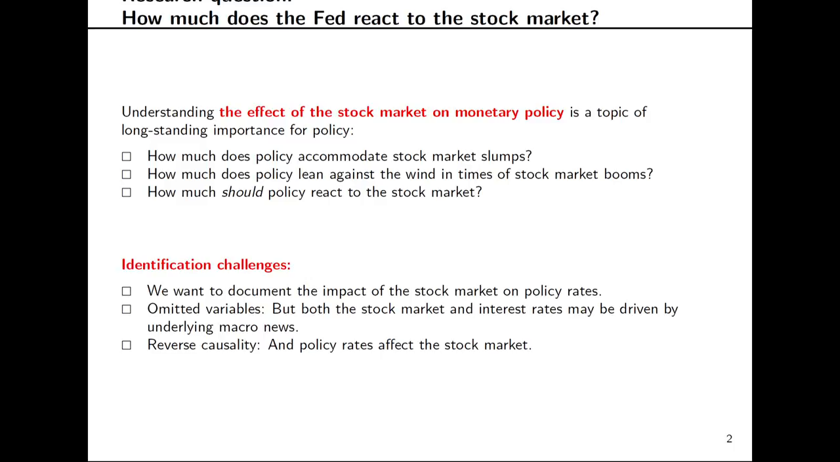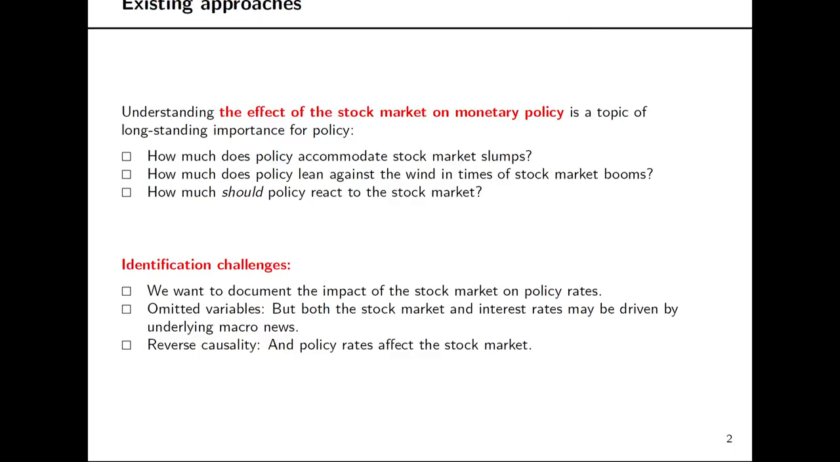There are some identification challenges, which is that not only does the Fed potentially react to the stock market, it may also affect the stock market. So you can think of a demand-supply system where if you can't get variation in demand, you can't identify supply, and the other way around. On top of that, you have omitted variables concerns that both the stock market and interest rates may be reacting to underlying macroeconomic news. So you have the worst of both worlds: omitted variables as well as reverse causality.